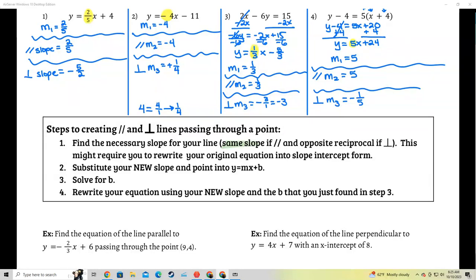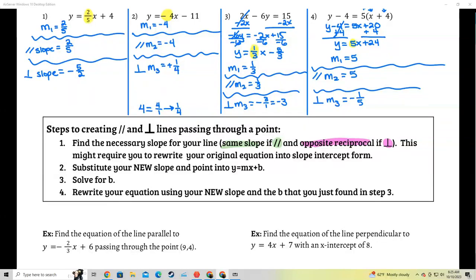Same slope if you want a parallel line. And you want the opposite reciprocal if you're dealing with a perpendicular line. Just like you saw above, this might require you to rewrite your original equation into slope-intercept form.